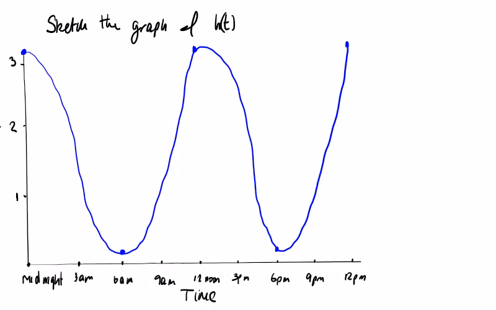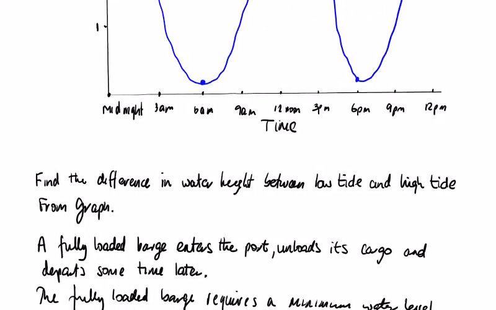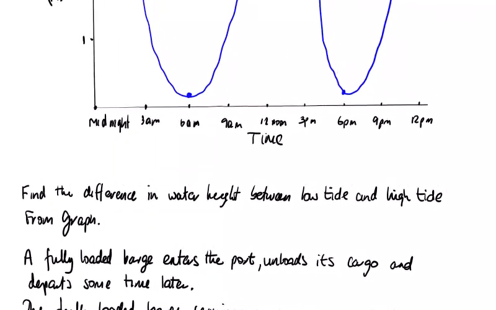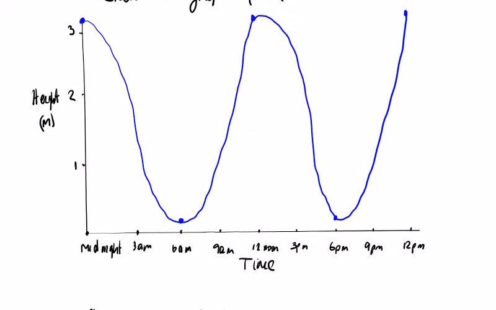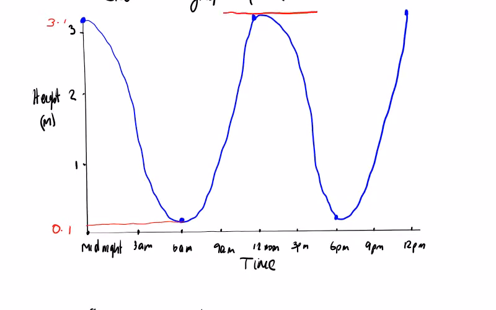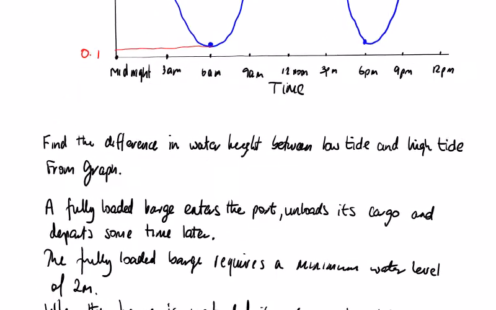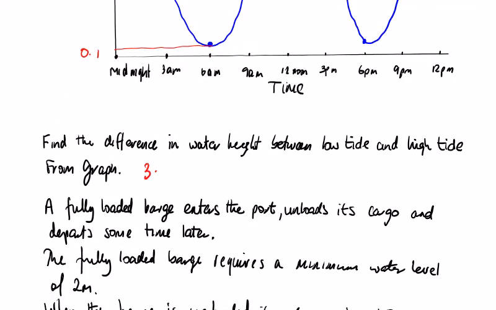So let's have a look. There's a following question, something from the graph. Find the difference in water height between low tide and high tide from the graph. Now this was already asked, something similar in part A. So what's low tide? We know it's 0.1. High tide, 3.1. So the difference between low and high is 3.1 minus 0.1, which is 3 meters. The difference between low and high.